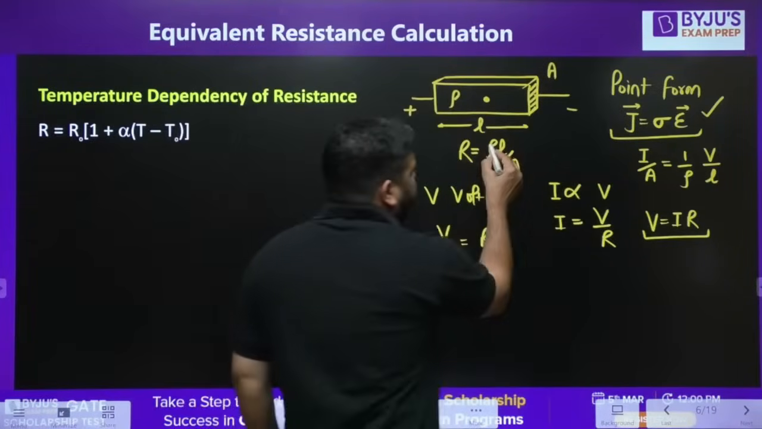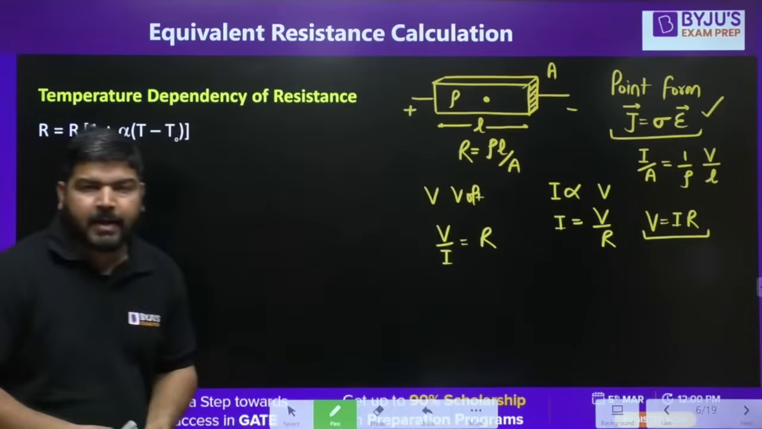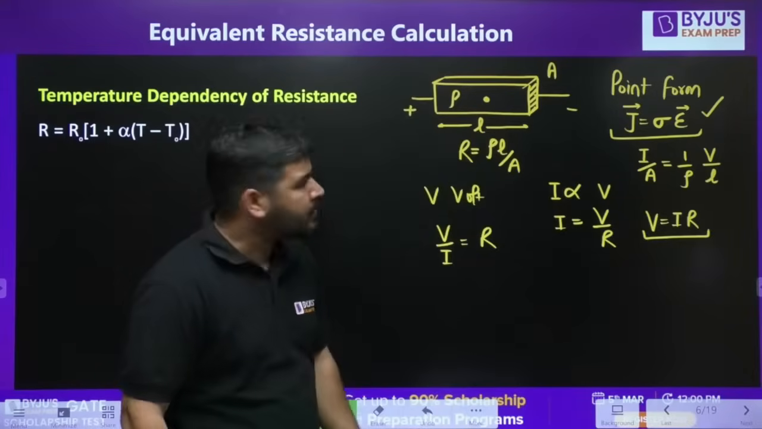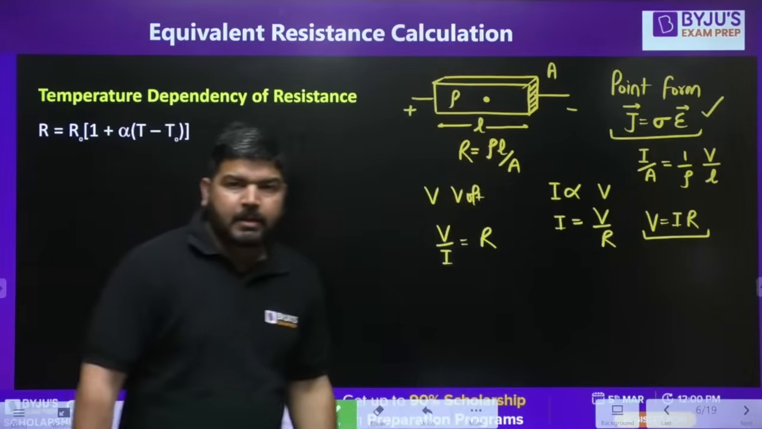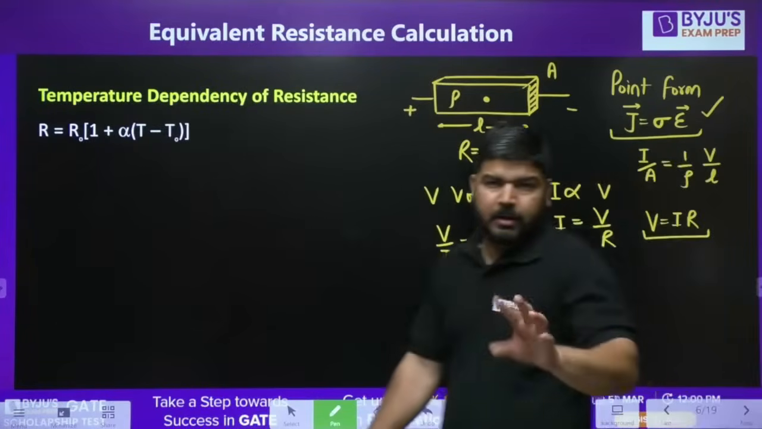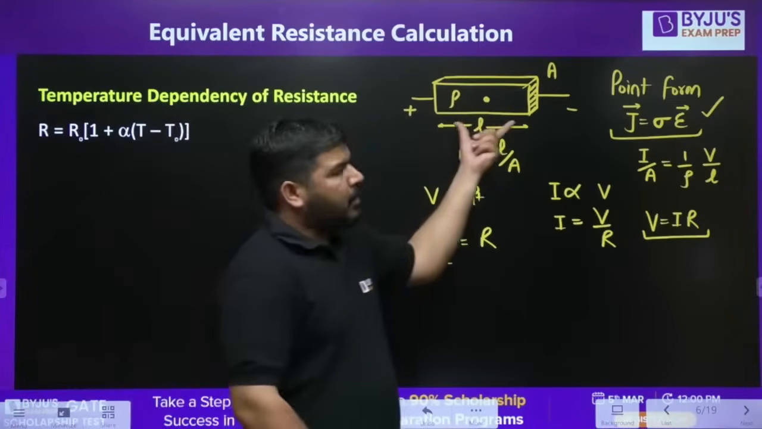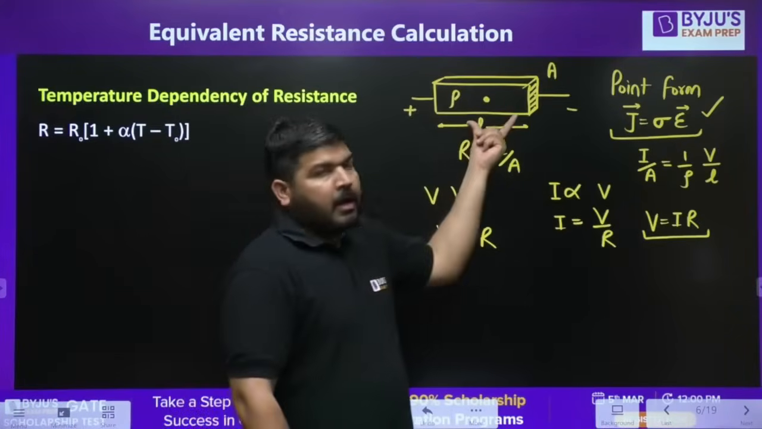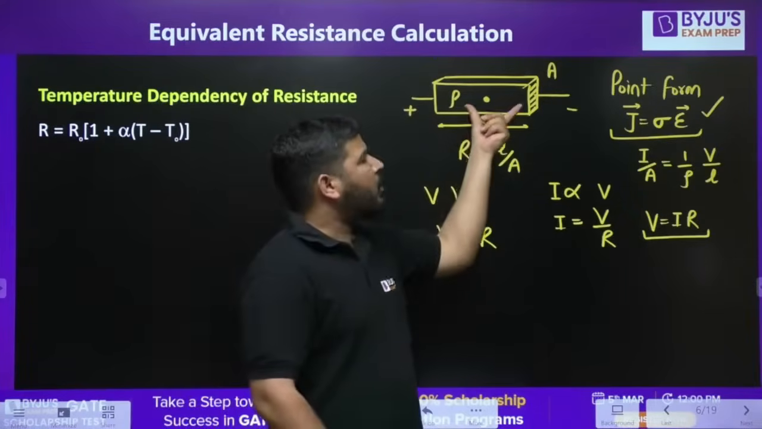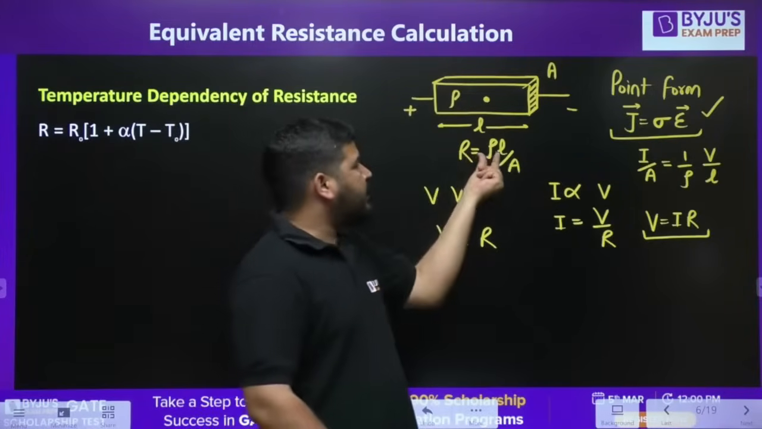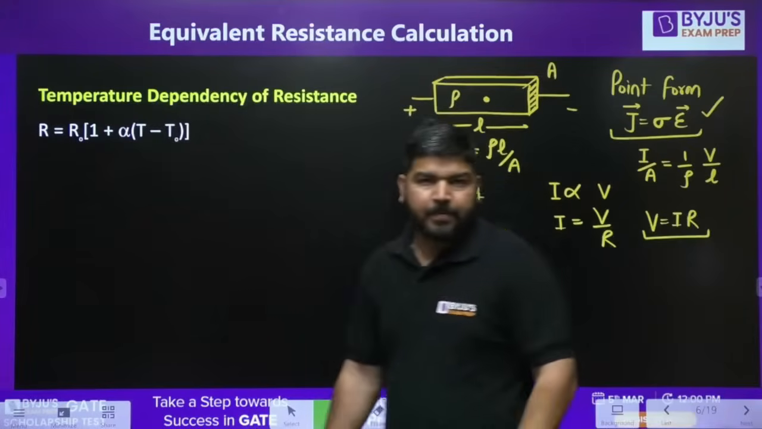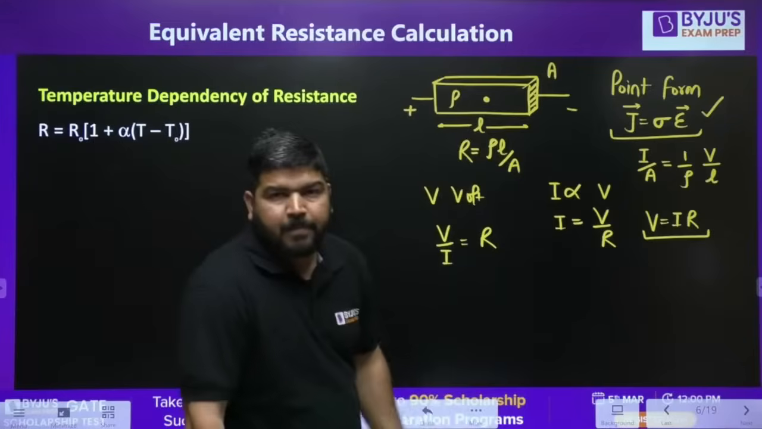Resistivity is a function of temperature. If the temperature of this metal block is increasing, the resistivity will change. Excuse me. Let me repeat the line. If you are increasing the temperature of this block, then the resistivity of this block will change. And if the resistivity is changing, then the resistance will also change. It means resistance is a function of temperature.